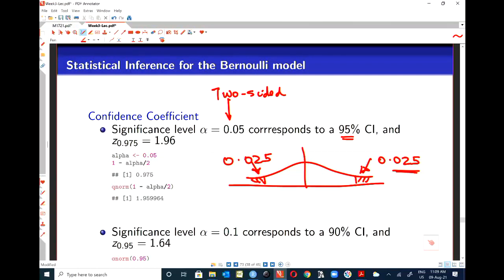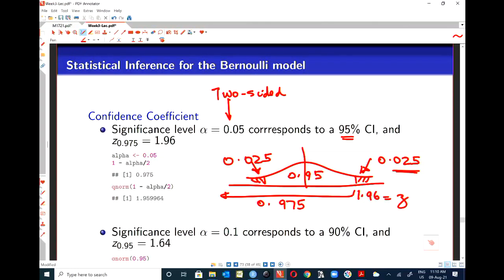So I'm looking here at my probability for the z, 0.975. If this is 0.025 there, and that's 0.025 here, the middle bit is 0.95. That's my confidence level. So all that below here is 0.975, and R requires that probability to give me the number here, which is about 1.96.